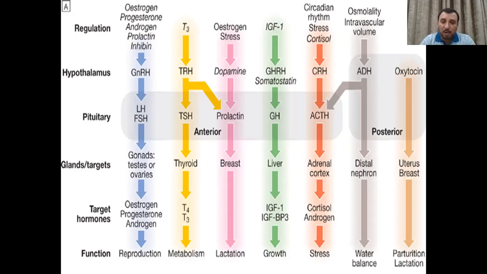The pituitary gland has two lobes, anterior lobe and posterior lobe. The anterior lobe produces all these hormones: prolactin, growth hormone, ACTH, and TSH, and LH, FSH, while the posterior lobe produces two hormones, ADH, which is required to maintain the normal homeostasis of fluid and electrolytes, for the sodium and potassium, and also oxytocin, which affects the uterus and the breast for lactation and labor.